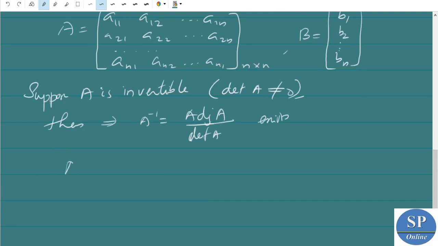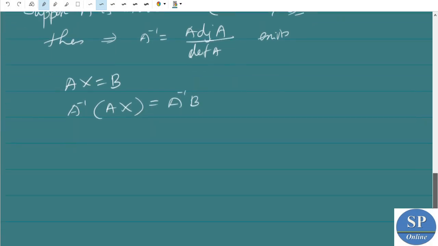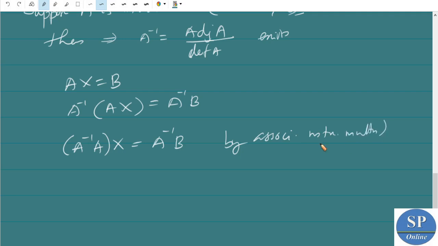So we have the matrix equation Ax equal to b. Left multiplying this equation with A inverse, which exists because the determinant of A is not equal to 0, we get A inverse into Ax is equal to A inverse into b. We know matrix multiplication is associative, so we can express this as A inverse into A into x is equal to A inverse into b. We know A inverse into A is the identity matrix I, so I into x is equal to A inverse b. So x equals A inverse b.